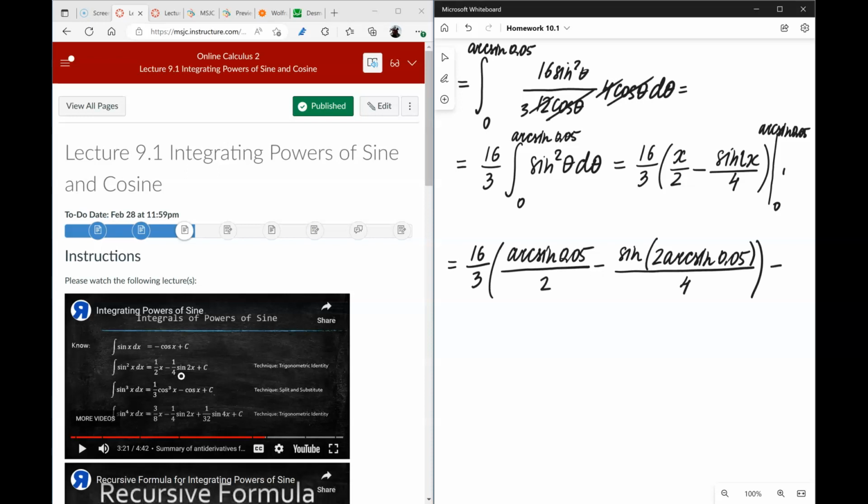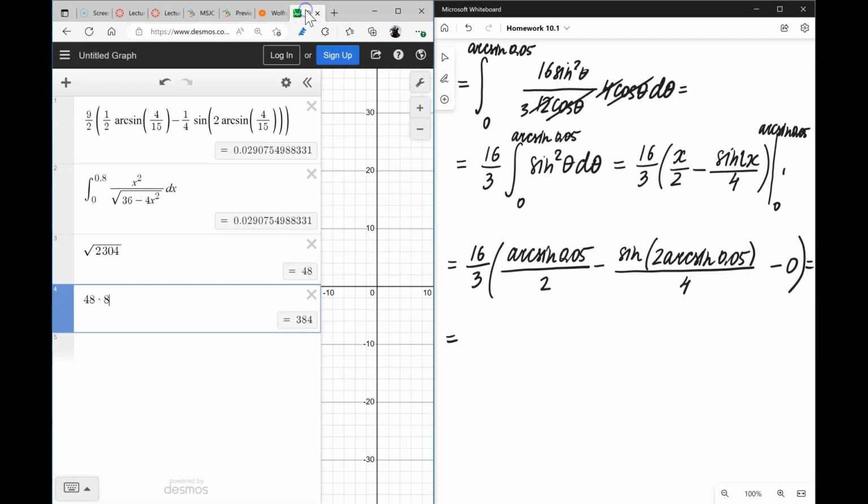And at 0 everything is 0, so it's just minus 0 over here. And we have to compute this using a calculator. I'll use Desmos as my calculator, and 16/3 times arc sine of 0.05 divided by 2 minus sine of 2 times arc sine of 0.05 divided by 4. And the answer is 0.002.